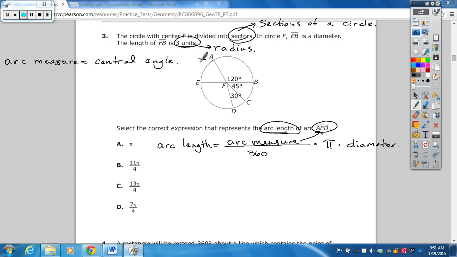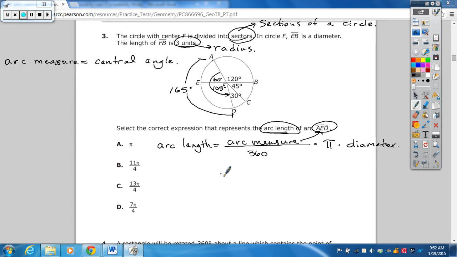So, if I need to figure out the arc measure of arc AED, this arc right here, I need to figure out, first of all, what the measure of this central angle is going to be. If this is 120 and this is a diameter, it's 180, 180 minus 120 gives you the leftover angle measurement there. Likewise, if this is 180 and these two angles together make 75, 180 minus 75 gives you the central angle measurement, so it's 105. So the whole arc measure of arc AED is 165 degrees.